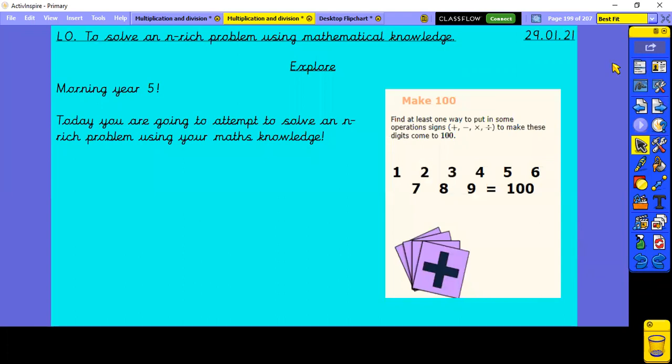Okay, so moving on to our explore phase of the lesson. Today we're going to be doing something a bit different. We're going to be doing some more problem solving using your maths knowledge.